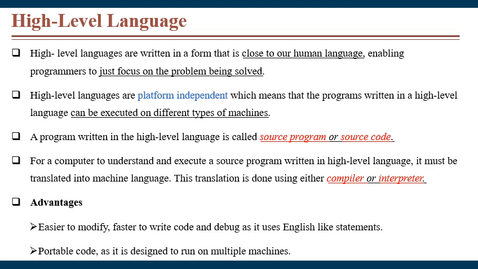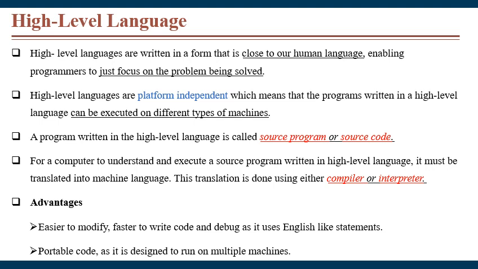ميزة أساسية للهاي ليفل languages إن هي platform independent، بمعنى إنها غير مرتبطة بمواصفات هاردوير معينة أو حتى operating system معين، وبالتالي ممكن تشغيلها على أي جهاز. A program written in a high-level language is called source code or source program. For a computer to understand and execute a source program written in higher-level language, it must be translated into machine language. This translation is done using either compiler or interpreter.